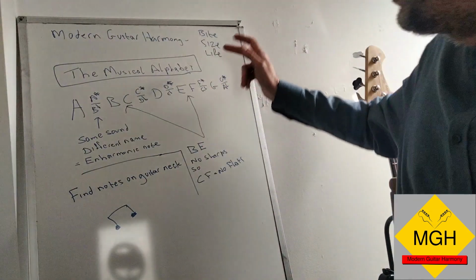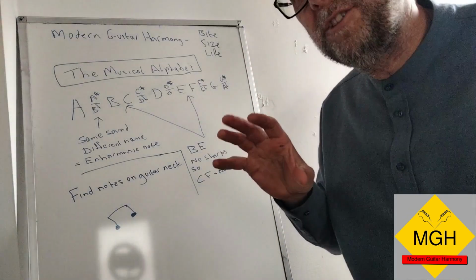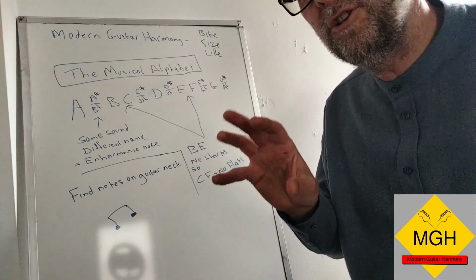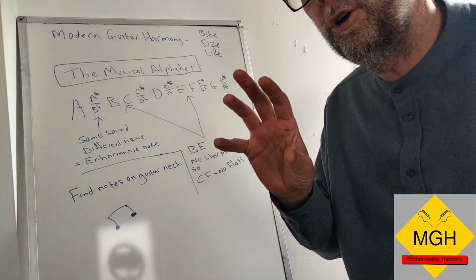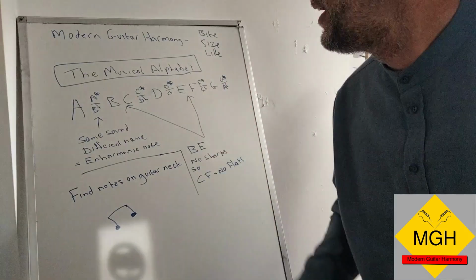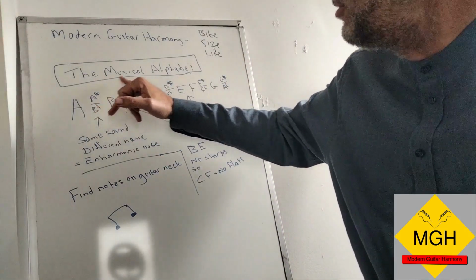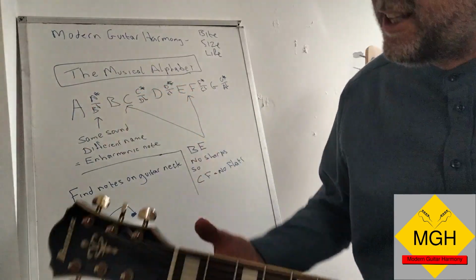I've started a new segment called Bite-Sized Life, and Bite-Sized Life is just where we learn bite-sized pieces of music theory. So you learn one thing per lesson and then we progress. So the first lesson is the musical alphabet, which is ascending, so up the neck.